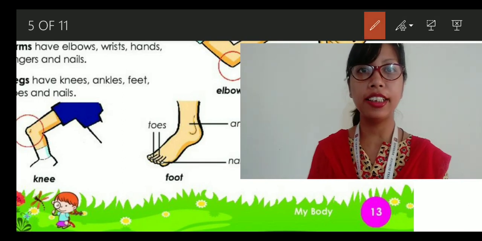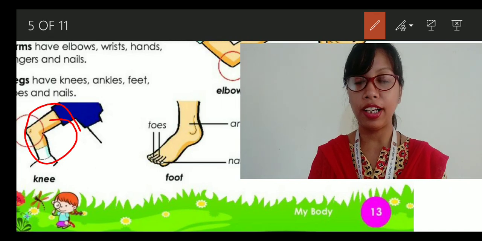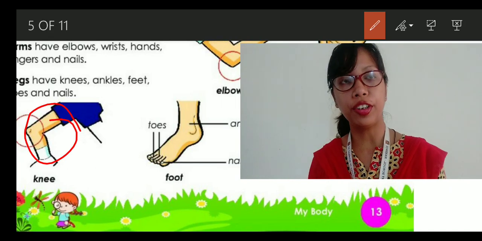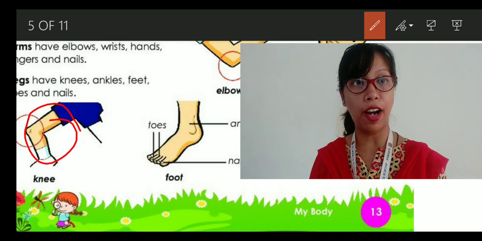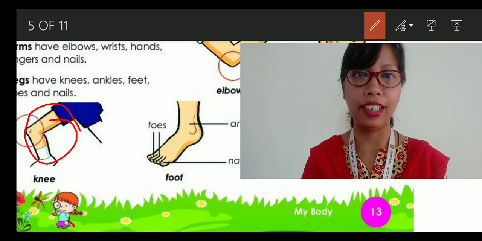Okay. So the legs have knees. So this is the knee. Knee is the joint where it can be bent down. So when your teacher gives you punishment, "Kneel down," what do you do? You put your knee down, right? So that is called the knee.